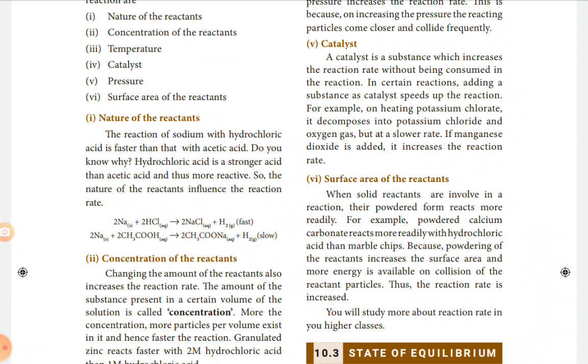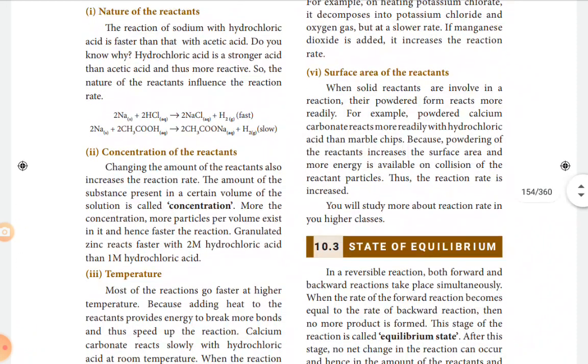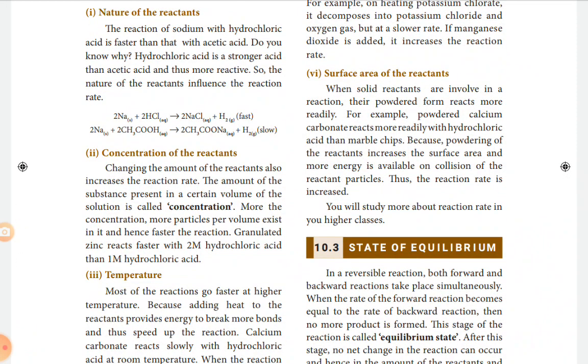So here hydrochloric acid is given, that is a strong acid compared to acetic acid. Acetic acid is a weak acid, that is an organic acid. So hydrochloric acid is a strong acid, so it is going to increase the rate of the reaction. The reaction rate is faster. See in the equation, sodium with hydrochloric acid gives sodium chloride and hydrogen. The evolution of hydrogen is faster in this reaction.